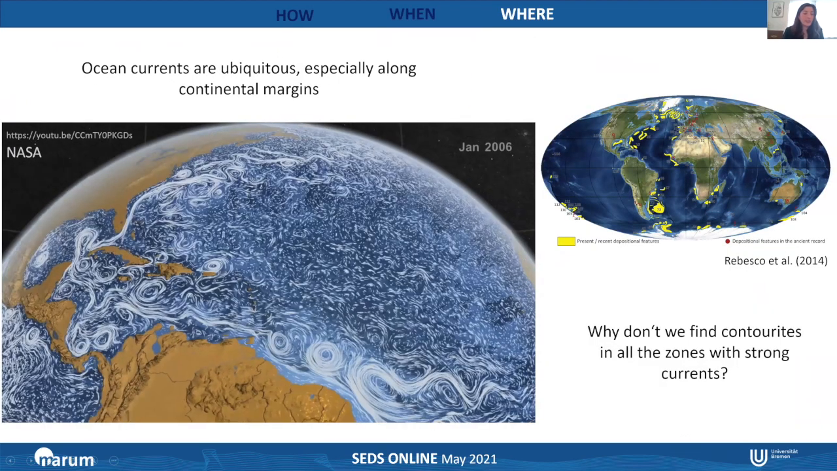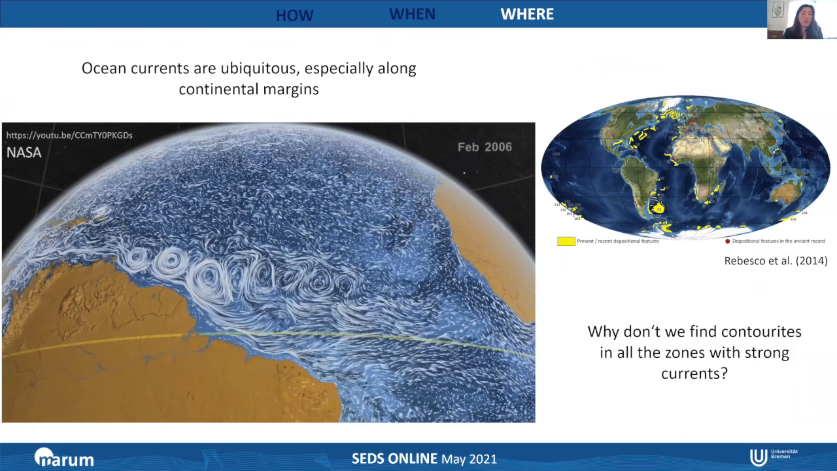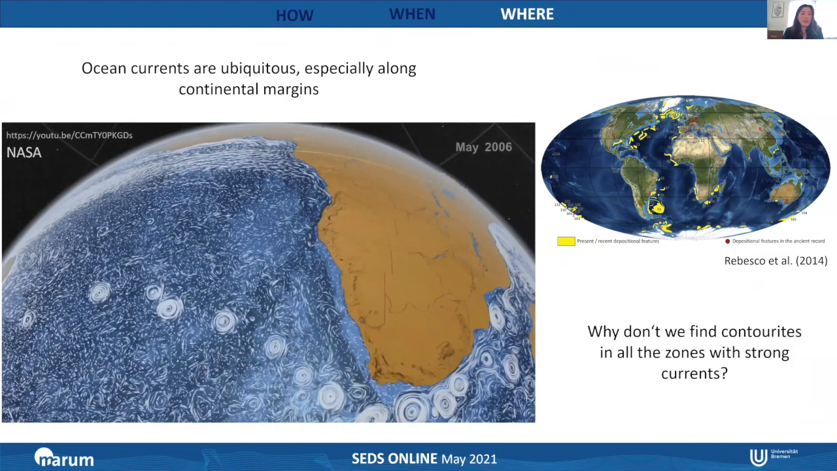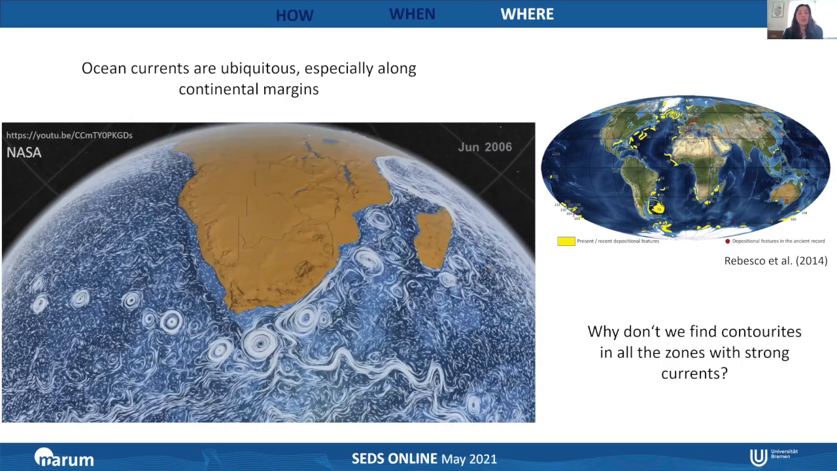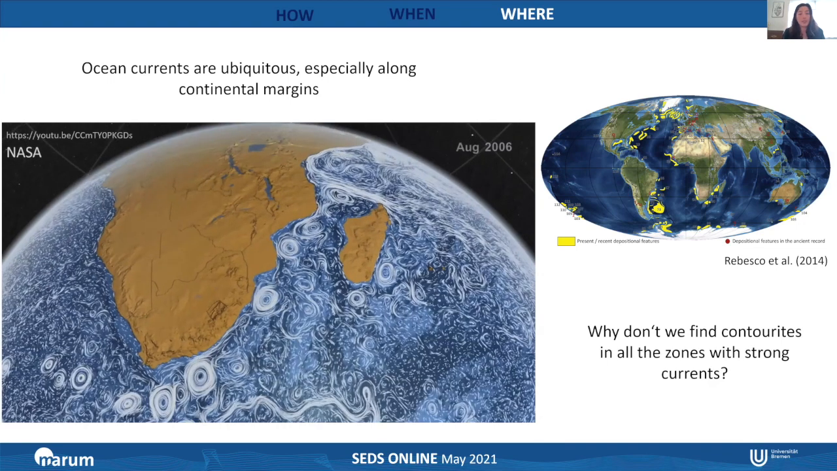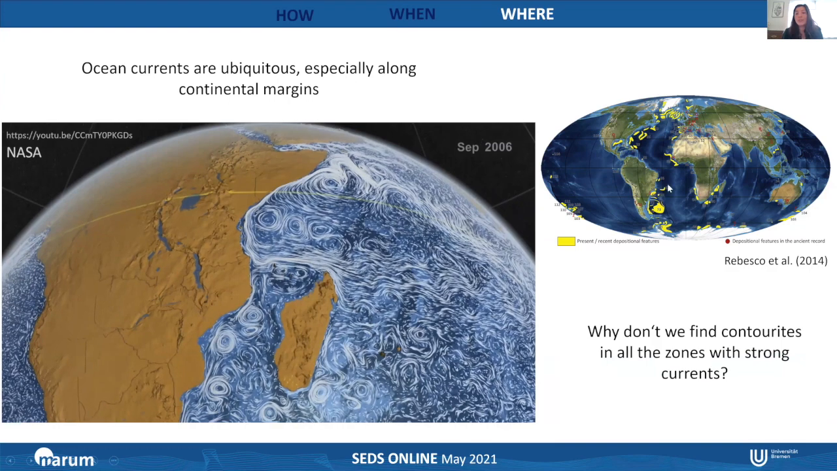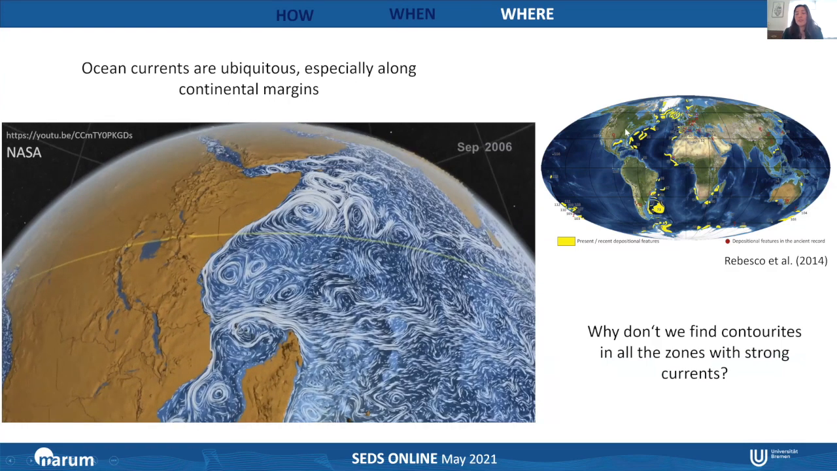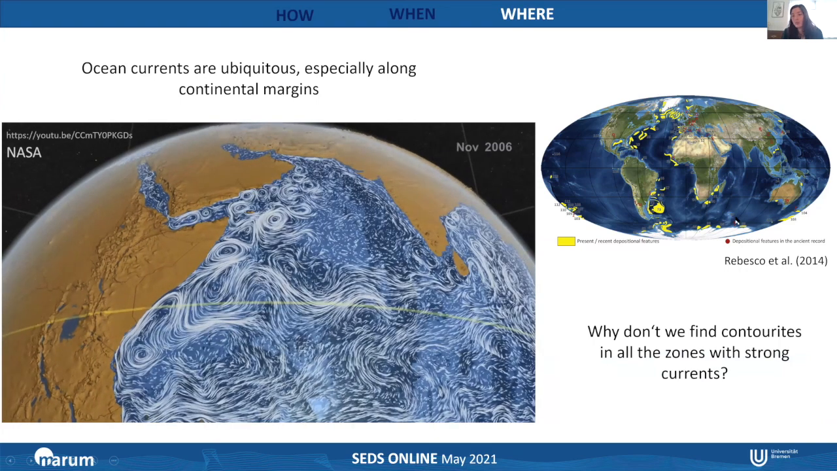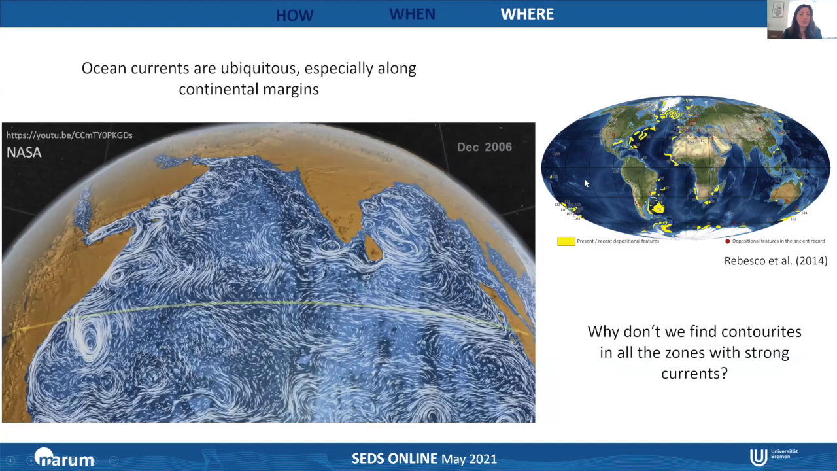So the whole ocean is, of course, moving continuously, and there are many different zones and regions in the world where the currents are intense and could, in theory, affect the seafloor and form contourites. And the question is, why don't we find contourites everywhere in the zones where the currents are strong? You can see here in yellow the main contourite drifts that have been identified in the world. So they are mainly in the Atlantic, but there are also other zones. So why don't we find more of these large deposits?